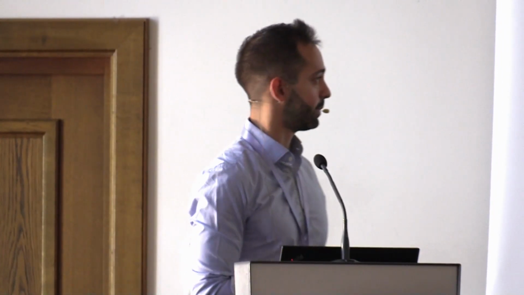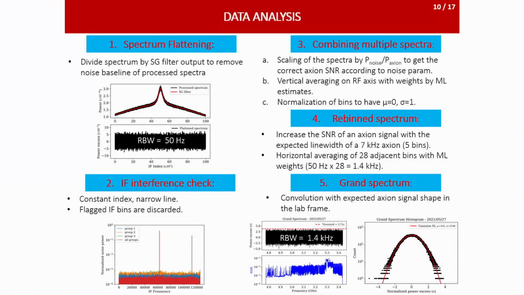So the data analysis is basically the same as most experiments which are presented here are doing. It basically consists of five steps. The very first step is a spectrum flattening, where you have to apply a smoothing filter. In this case, we apply the Savitzky-Golay filter in order to remove the noise baseline. You see how the spectrum becomes afterwards.